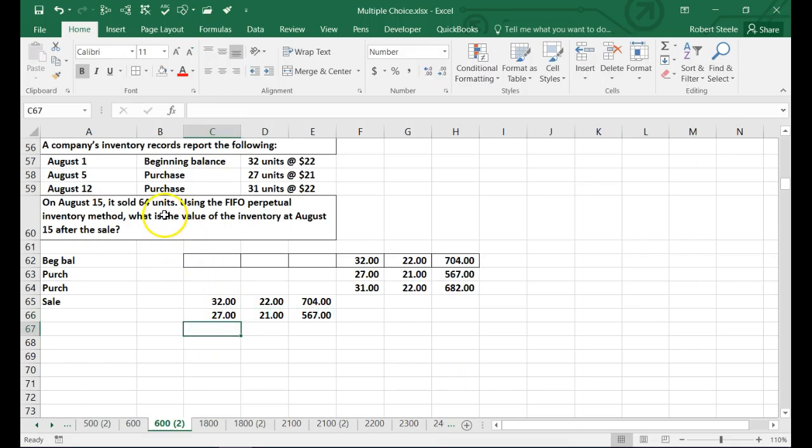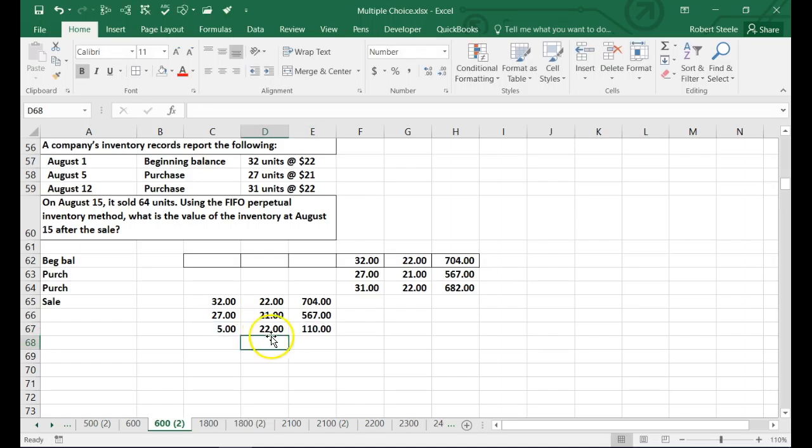And now we need to get 64 units, so we're going to take whatever else we need to get up to that 64 from this layer now, the 31 layer. So I'm going to do it this way. I'm going to say 64 minus the 32 minus the 27 is what we're going to need to make this plus this plus this equal the 64 units, which we are selling. So of these 31 then, we're going to sell 5 of those, and those cost 22 units. And if we multiply that out, then we have 5 times 22, and there we have this.